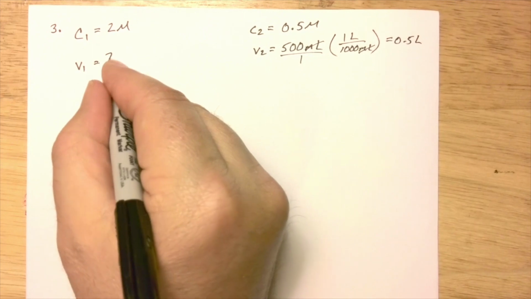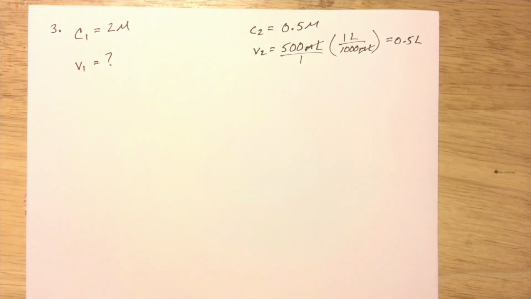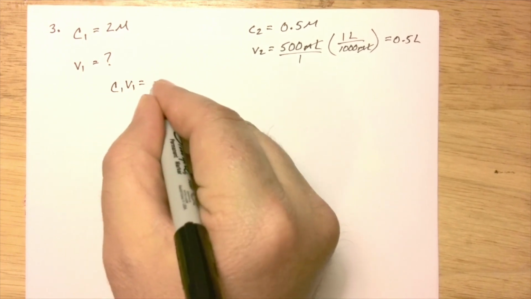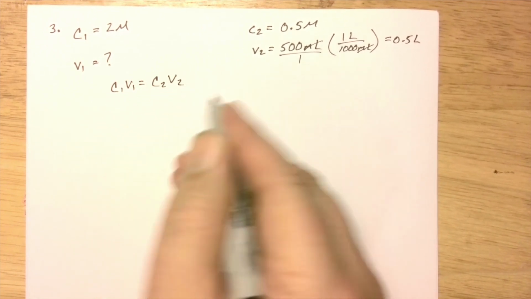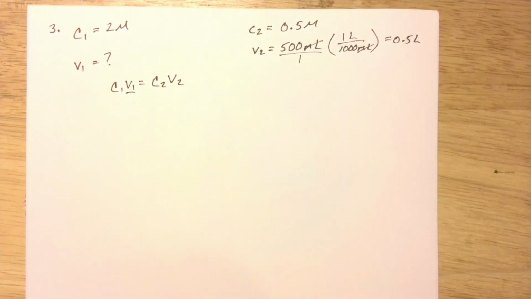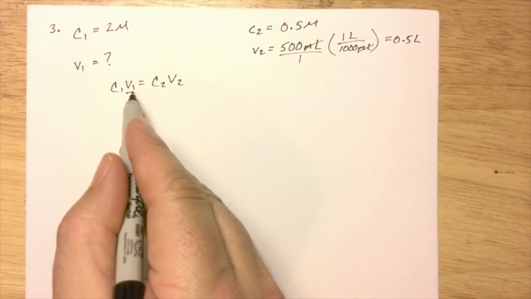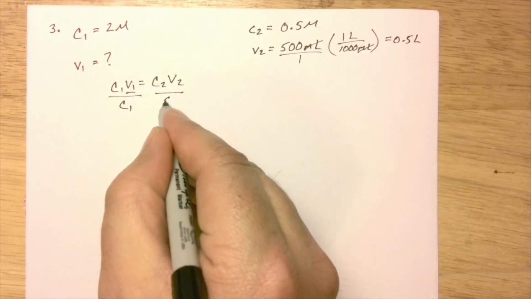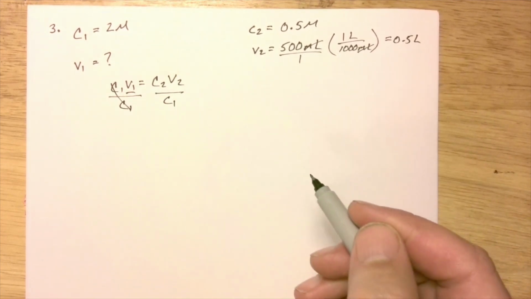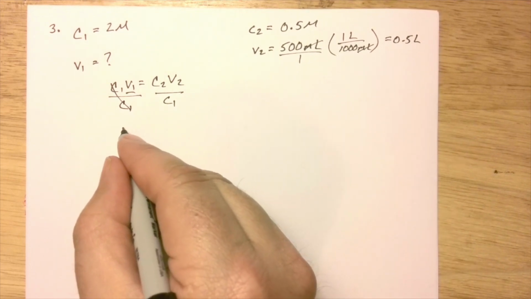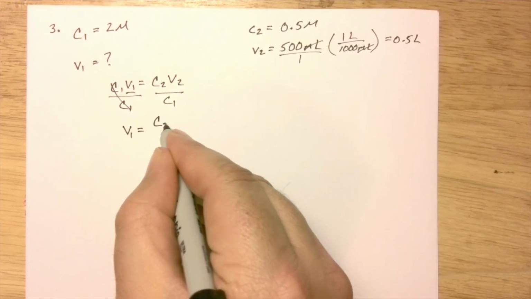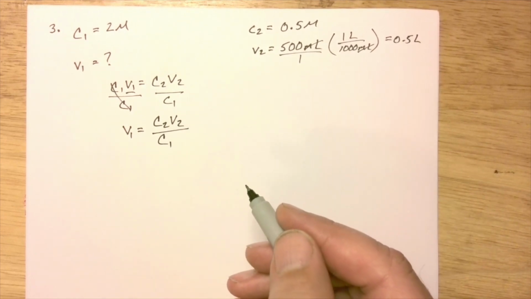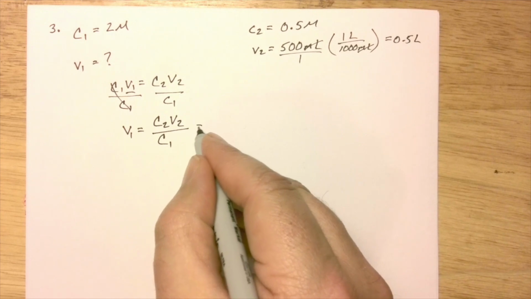And we don't know how much we have to take out of here. So again, C1 V1 is equal to C2 V2. We don't know V1. So we have to make V1 stand by itself. And we'll divide both sides by C1. These two will cancel out. So therefore, V1 is equal to C2 times V2 all over C1. And then it's just a matter of plugging in the numbers here.